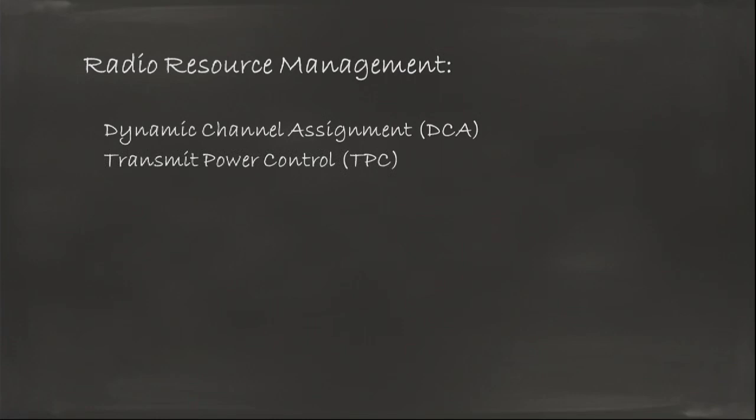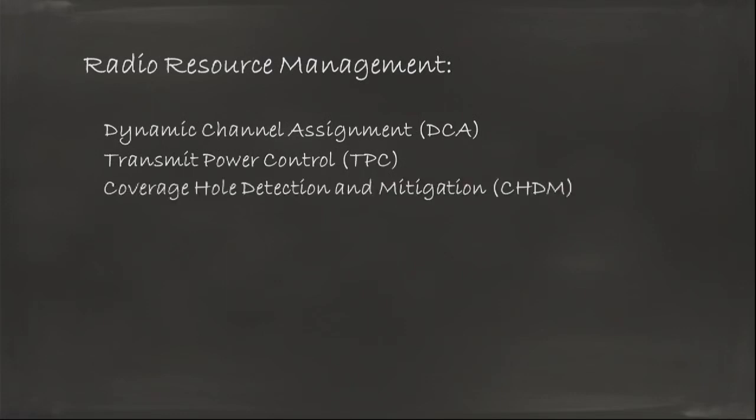Be careful, there is in the controller another feature which is called DTPC, Dynamic Transmit Power Control. This is something else entirely. We're talking here in RRM about TPC, without the D, without the dynamic. Although it's dynamic, it doesn't have that name. So DCA and TPC work together, and there is a third algorithm which is called CHDM, Coverage Hole Detection and Mitigation. So let's have a look at those algorithms.